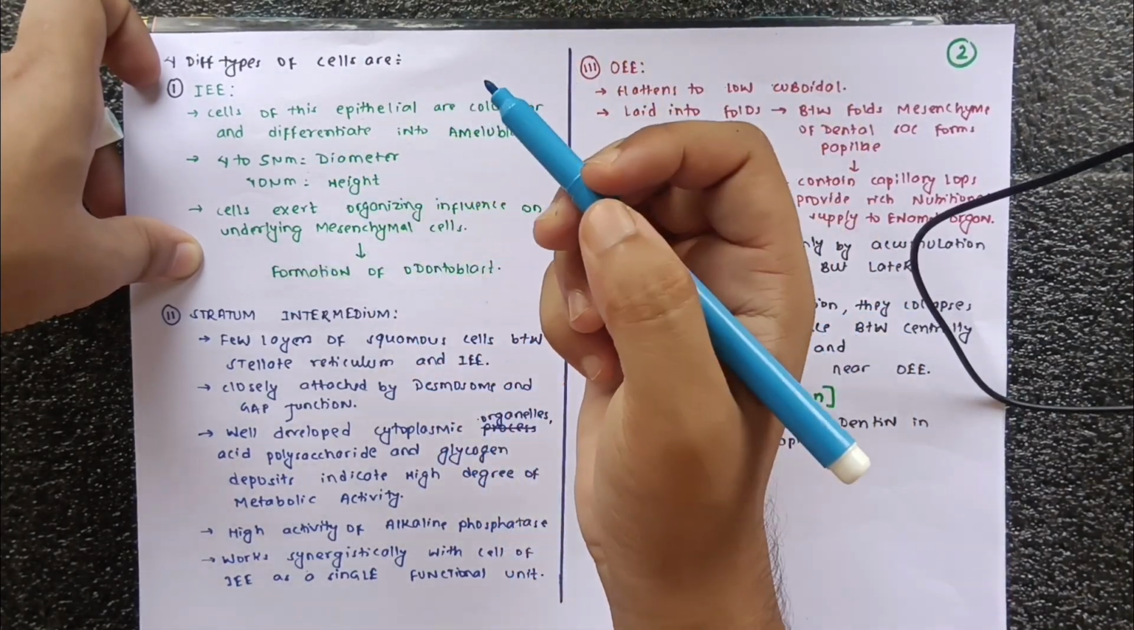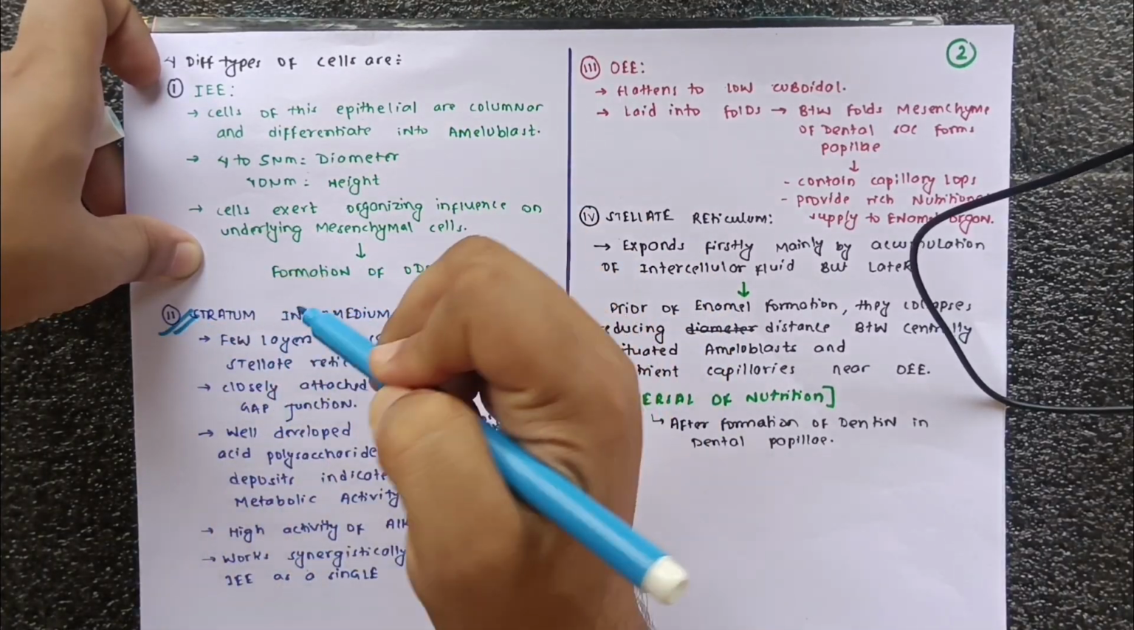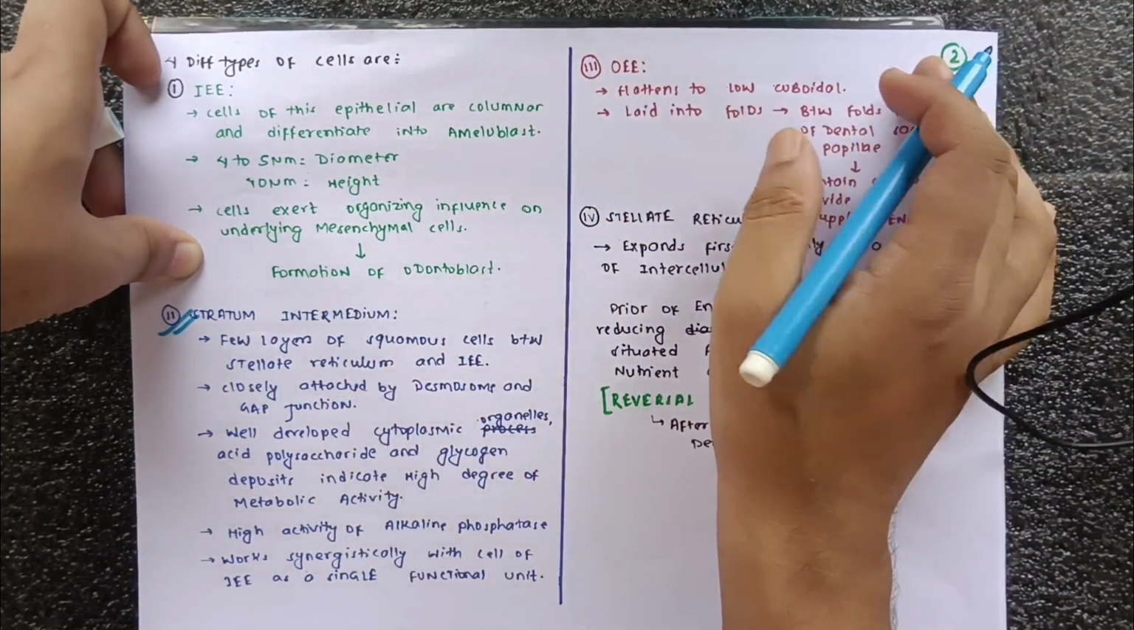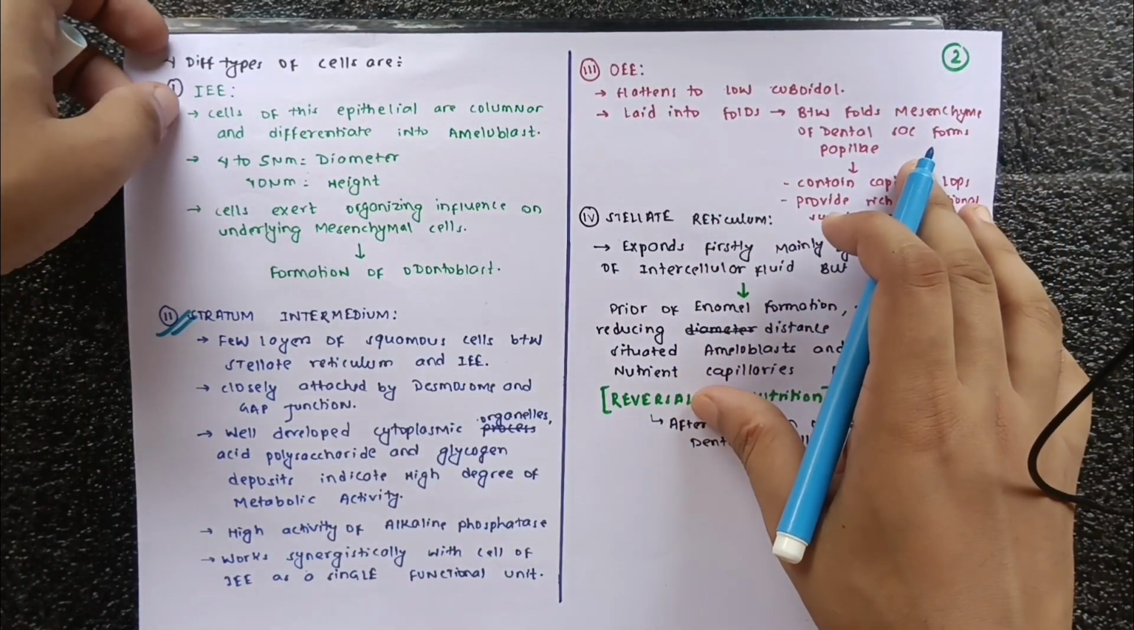So now, in the early bell stage, another type of cell is added, that is the stratum intermedium. This is a distinguishing cell that appears in the early bell stage. Now there are 4 types of cells, so I will first discuss the inner enamel epithelium.